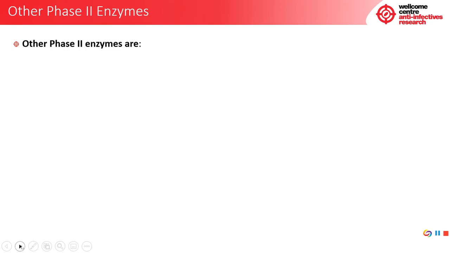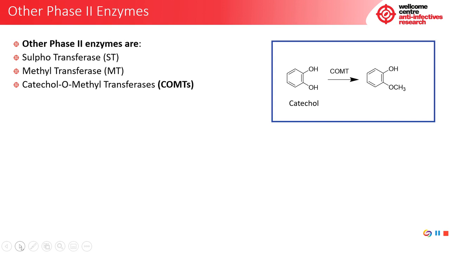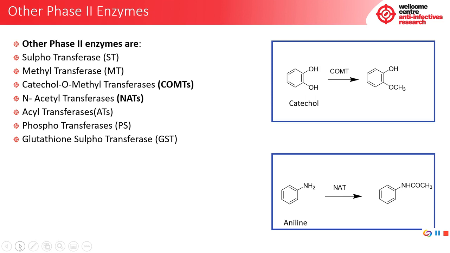There are other phase 2 enzymes, which are sulfotransferase, ST, methyltransferase, MT, catechol O-methyltransferase, COMT, which is capable of methylating catechol to its methoxy form, as shown in the panel to the right. We have N-acetyltransferases, which are capable of N-acetylating aniline to acetanilide. We have acyltransferases, phosphotransferases, and glutathione S-transferase, GST.